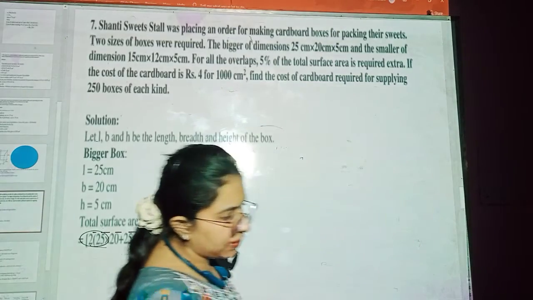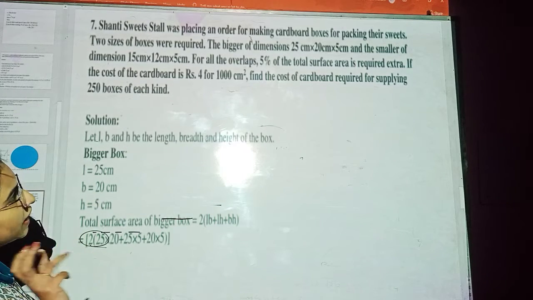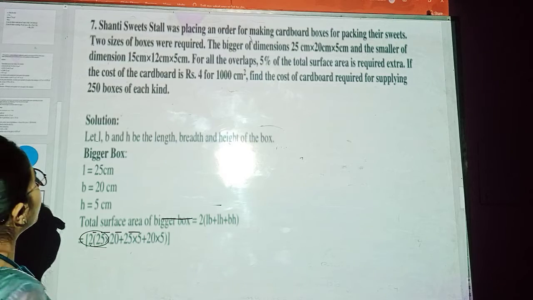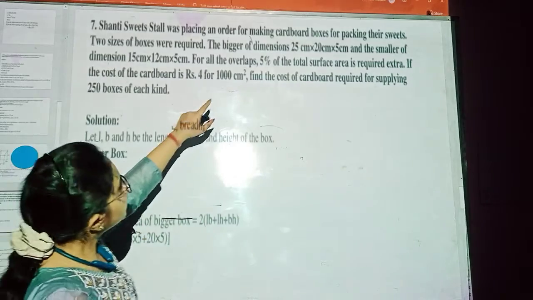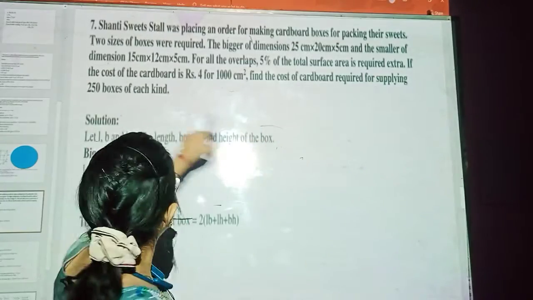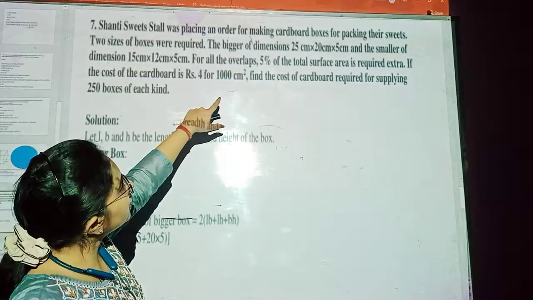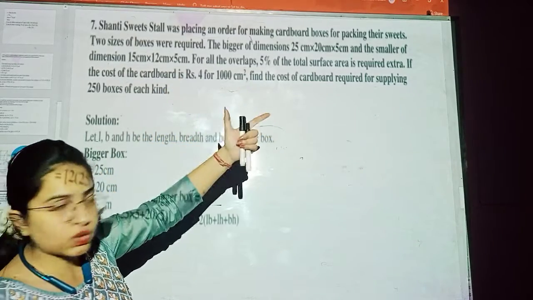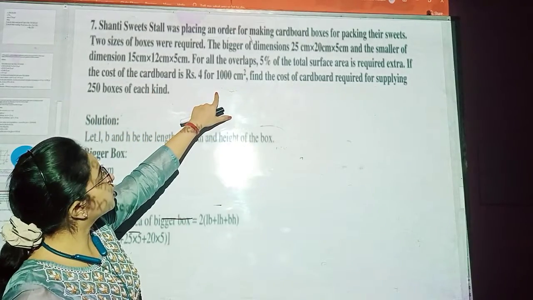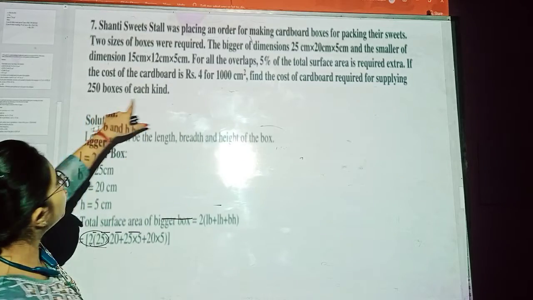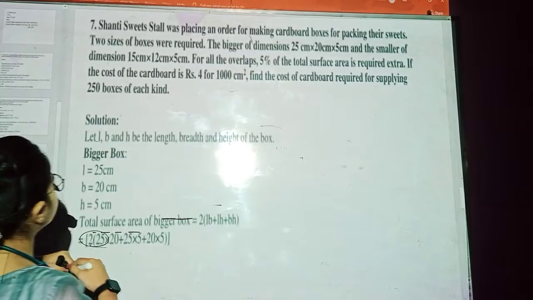Shanti sweet stall is placing an order for making cardboard boxes. There are two types of boxes, the bigger one and the smaller one. For the bigger one, length, breadth and height are given to you, and for the smaller one, length, breadth and height are given to you. And 5% of the total surface area is required extra. If the cost of cardboard is rupees 4 per 1000 centimeters square, find the cost of cardboard required for supplying 250 boxes of each kind.